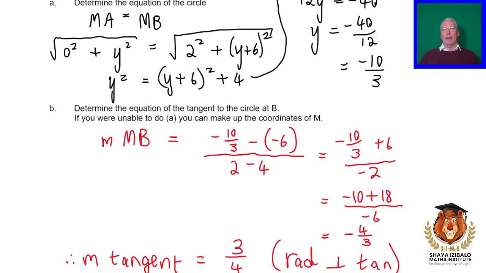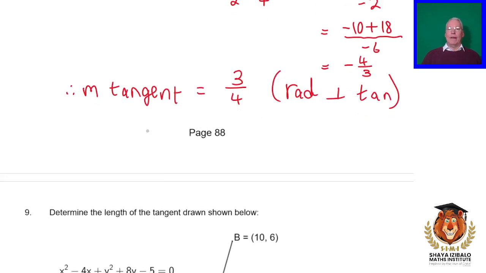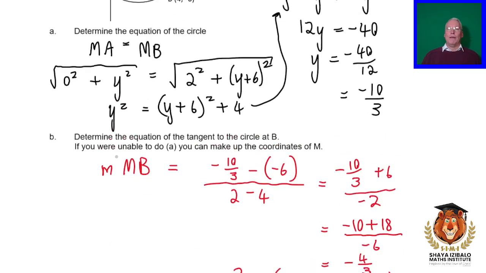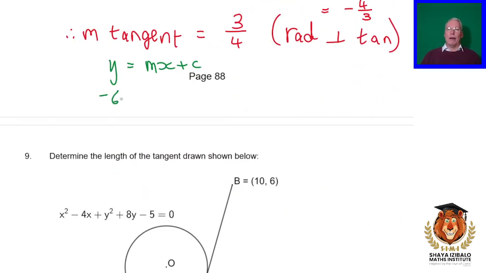Radius perpendicular to tangent. And then the last thing we've got to do is use either y equals mx plus c or y minus y1. This time I'm going to use y equals mx plus c, and we're going to put the point 4, negative 6 in. We're going to put the point and the gradient in. So remember, it was 4, negative 6, negative 6 being our y value, 4 being our x value.